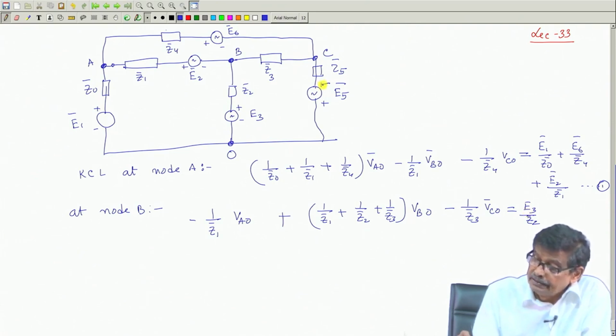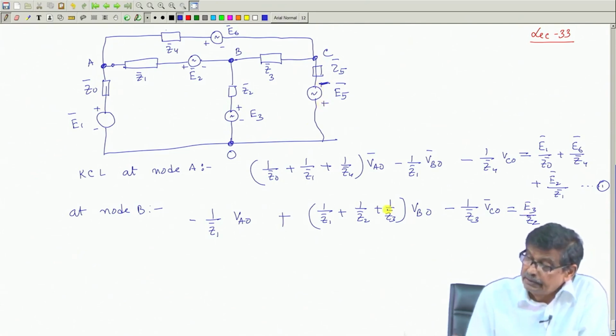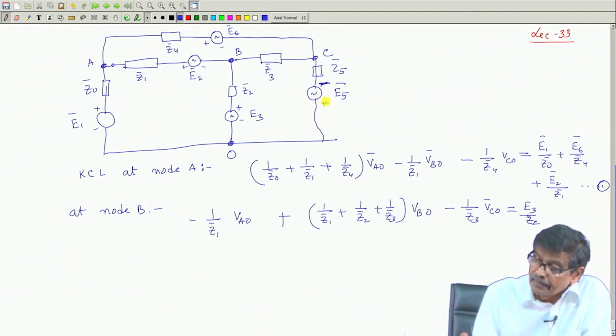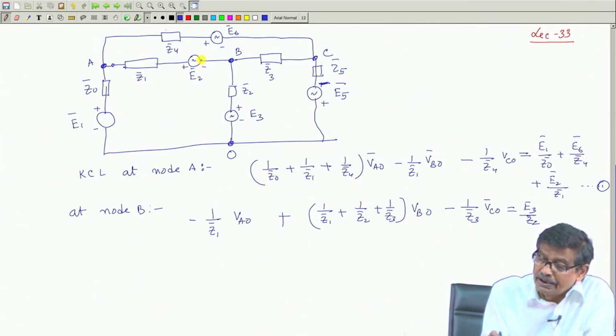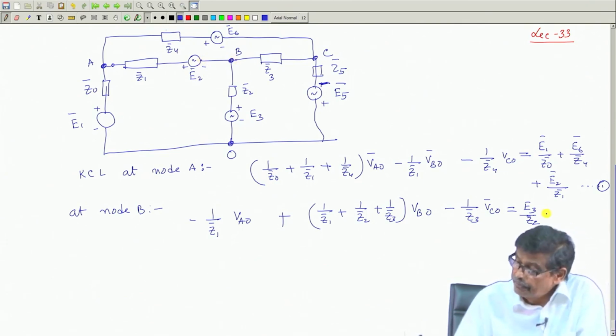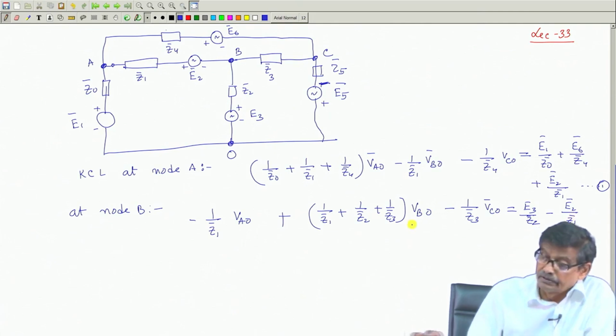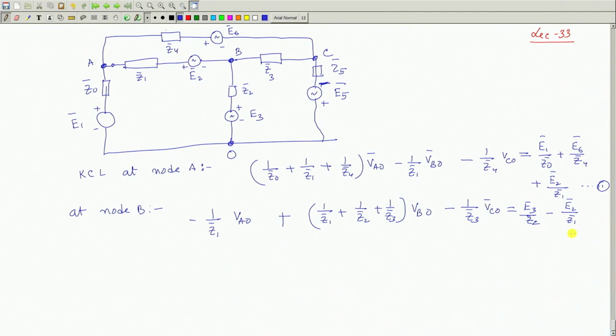Then this is minus, this is plus. E5 is not connected. So, only this source and this source E2 are connected, but for E2 you see minus is connected to B. So, it will be minus E2 by Z1, that is all. To B only these two sources are involved. So, this is how the second equation looks, and the third equation is at node C.